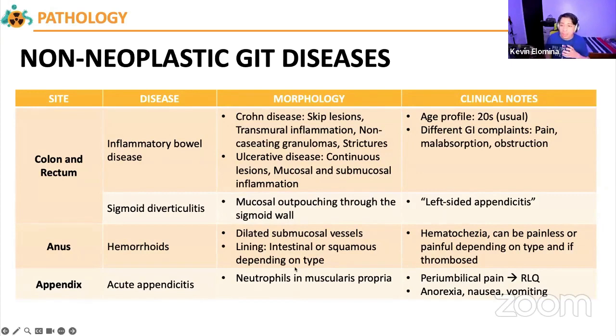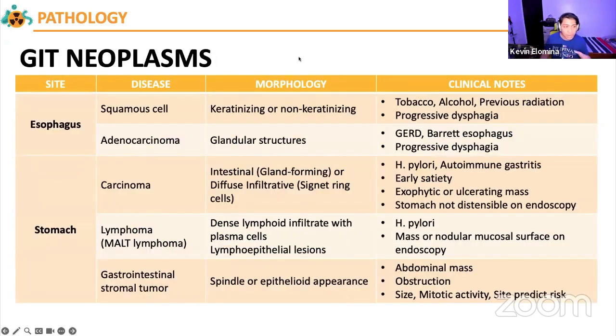And then your acute appendicitis, alam nyo na yan, no? The criteria is neutrophils in your muscularis mucosa. Okay? And in terms of your GIT neoplasms, again, for esophagus, you have your squamous and your adeno. Your squamous usually in middle third. And the risk factors parallel that of your head and neck cancers, okay? Na oral cavity. Okay? And then for adenocarcinoma, of course, it's GERD and it arises in the distal third.